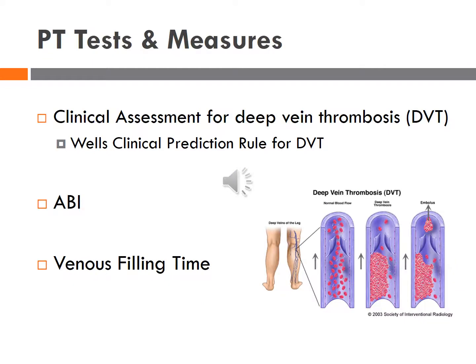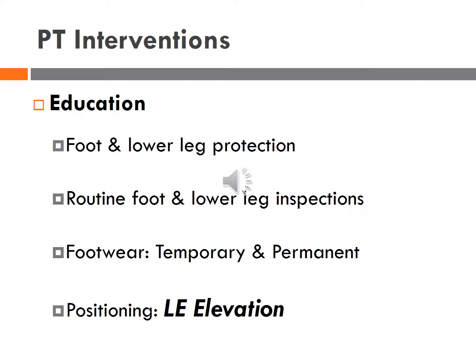Specific PT tests and measures related to venous insufficiency are to always check for signs and symptoms of deep vein thromboses. Also looking at an ABI to assure that there's also adequate arterial supply. Oftentimes patients can have mixed disease where they have venous insufficiency as well as arterial disease. You also want to check the venous filling time. And as always, education is a significant component of PT intervention for venous insufficiency.